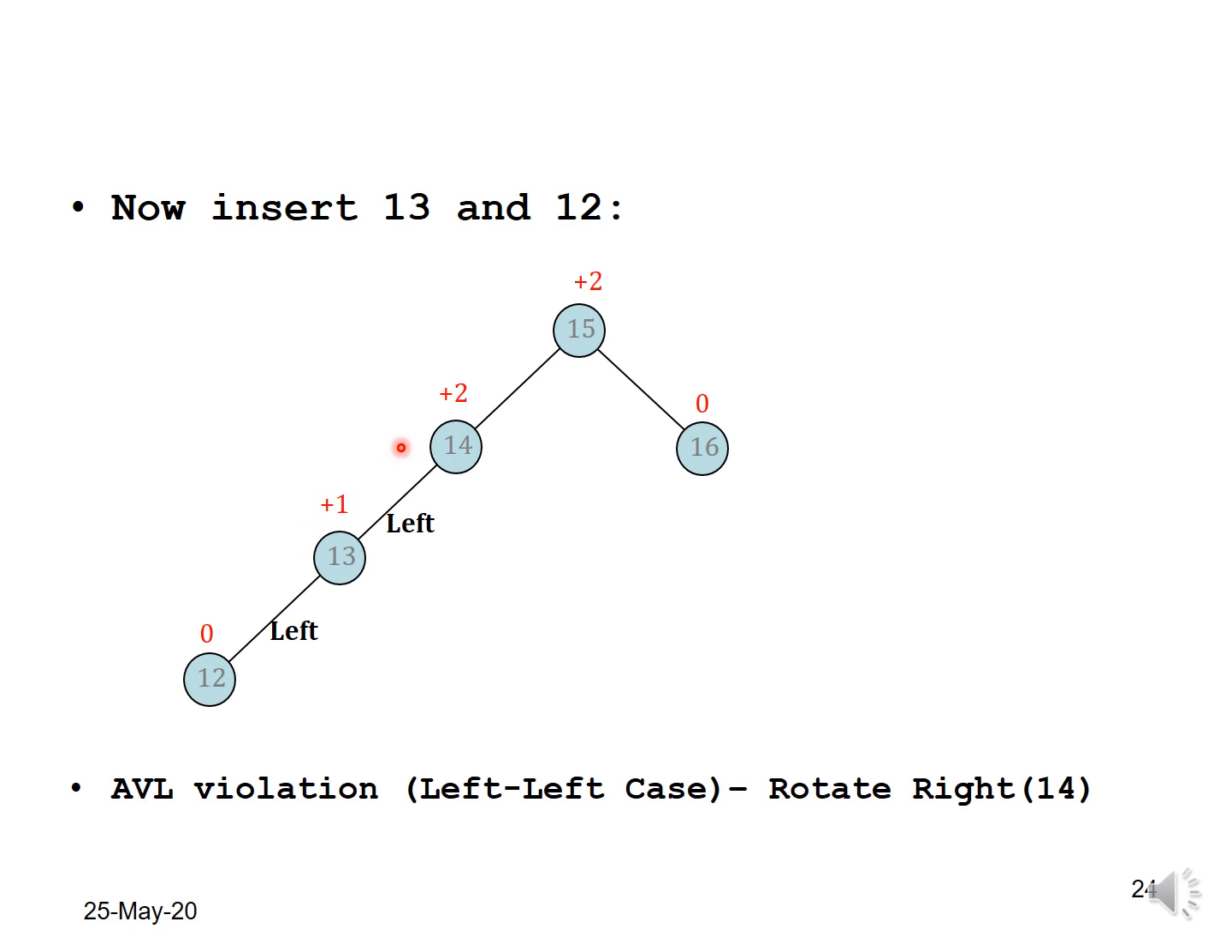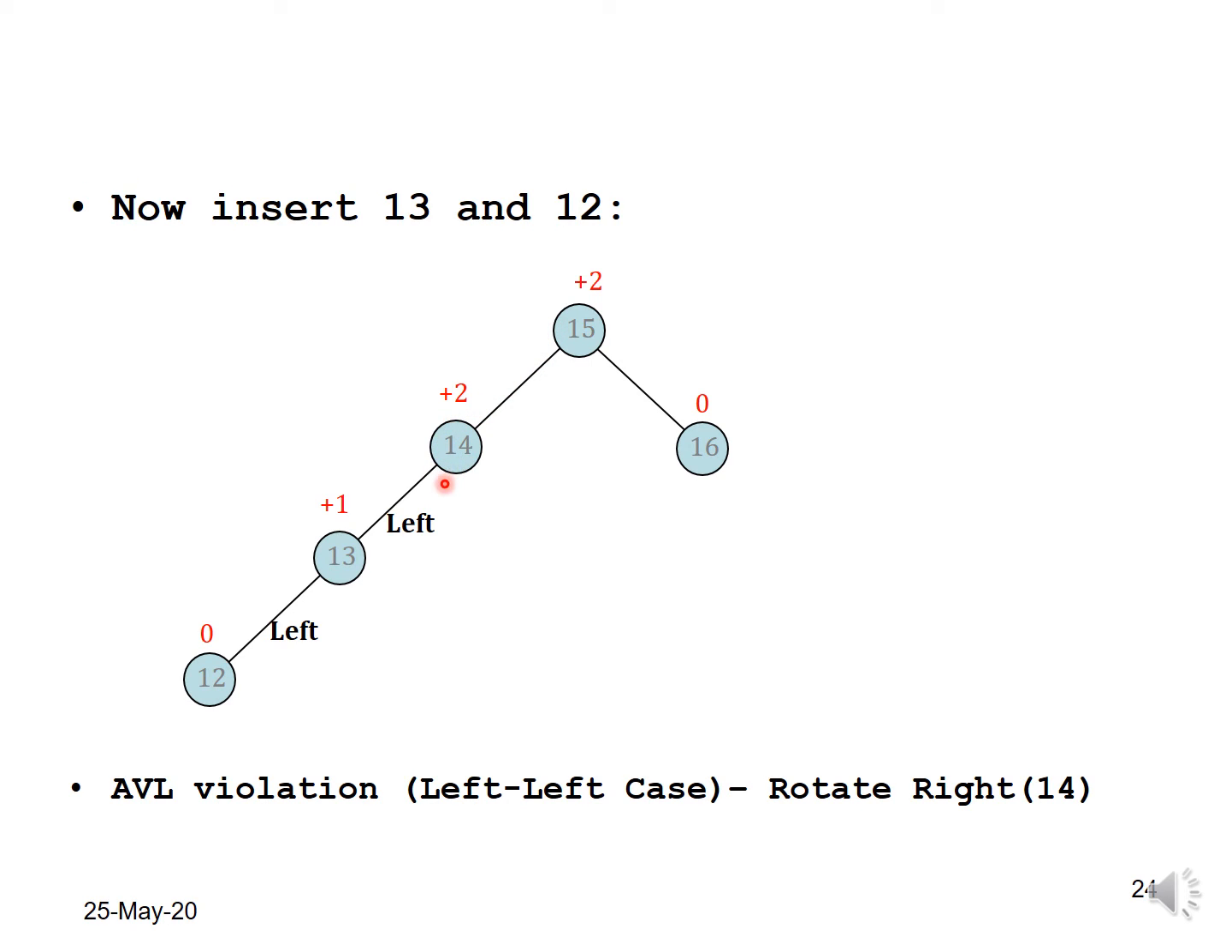And the balance factor of this 14 will be 2 minus 0, so this will be plus 2, because the height of the left subtree is 2 and the height of the right subtree is 0, so 2 minus 0 is 2. And the balance factor of this 15 will be 3 minus 1, so this is plus 2. So these two nodes have a balance factor of plus 2.